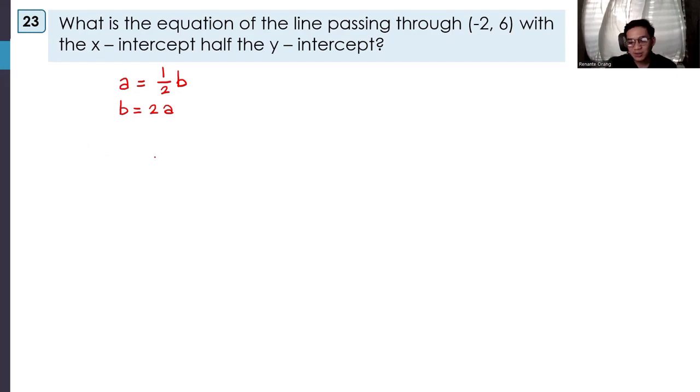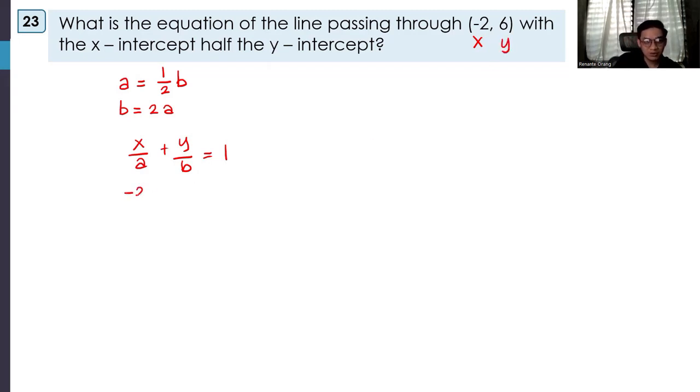Gagamitin natin yan mamaya. So, using our intercept form na formula, we have x divided by a plus y divided by b is equivalent to 1, where a is our x-intercept and b is our y-intercept. So, substitute natin dito, sabi niya, yung ating x is negative 2 and our y is 6. So, negative 2 divided by a plus 6 divided by b is equivalent to 1.